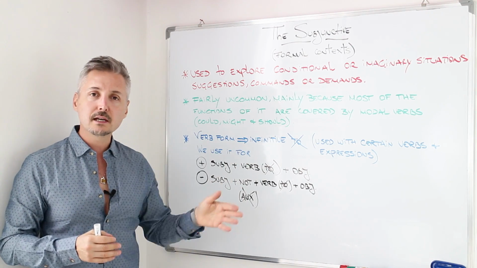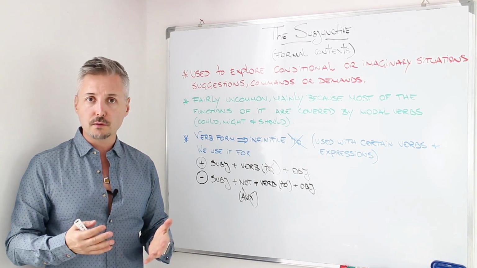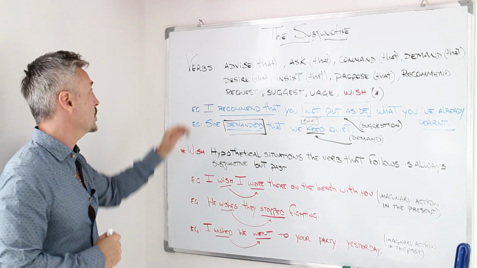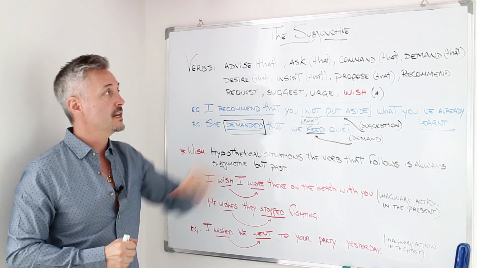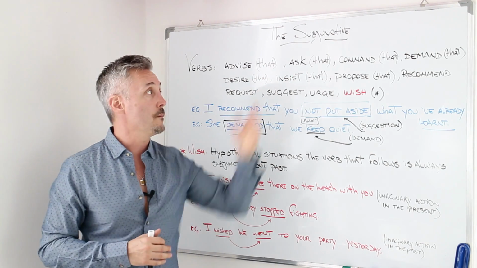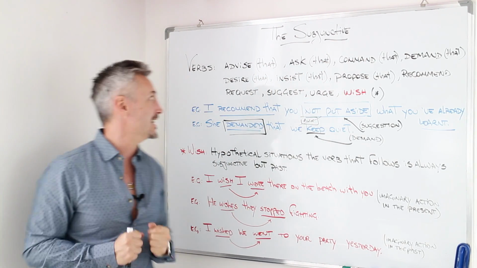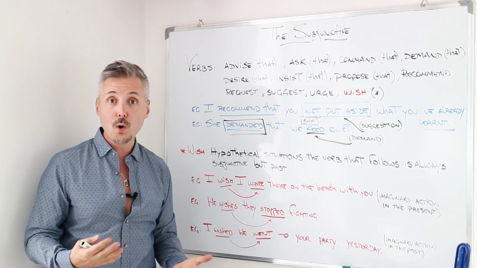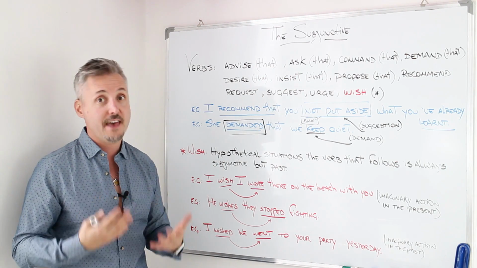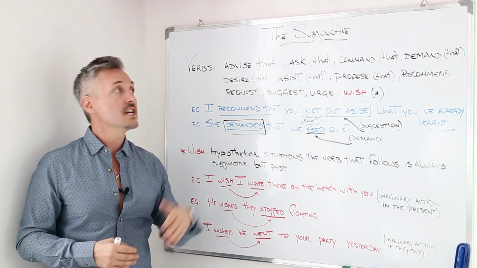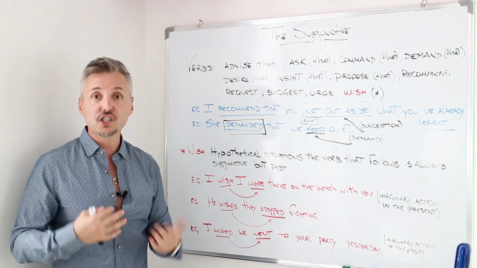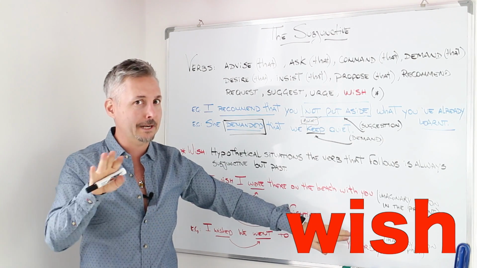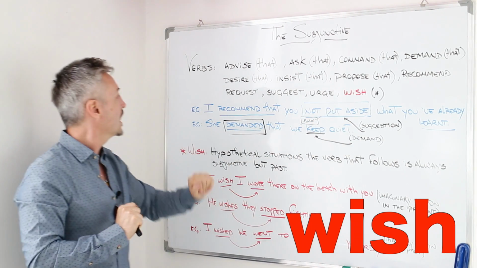Now, I'm going to list the expressions and verbs that we use with this subjunctive. So here we have the list of verbs. Advise that, ask that, command that, demand that, desire that, insist that, propose that, recommend that, request that, suggest that, urge that, and then I highlighted wish. I'm going to explain it later. It's a little bit complicated.